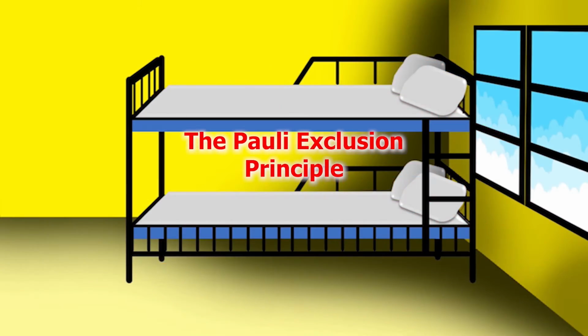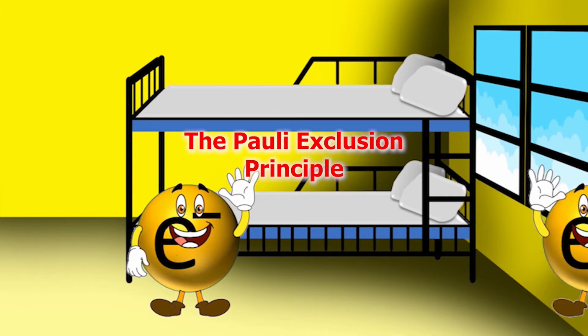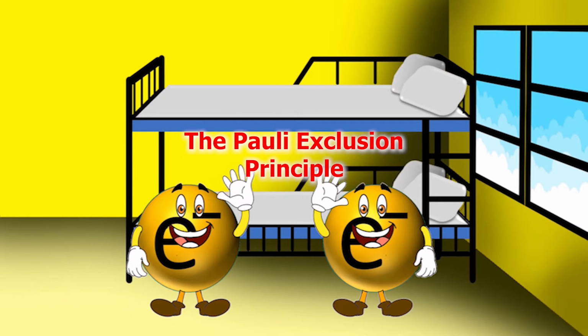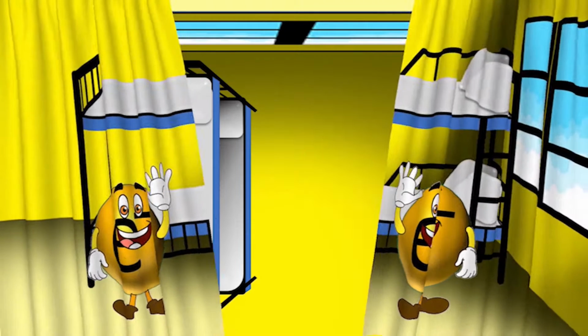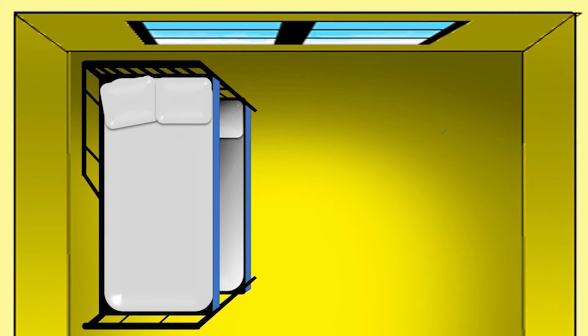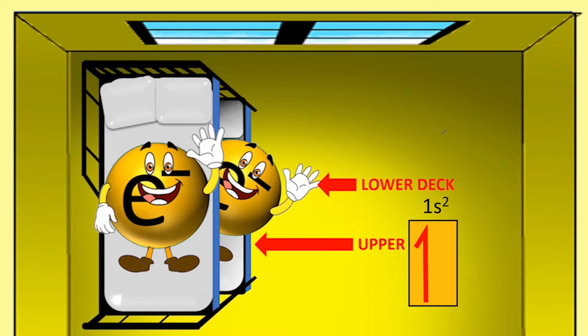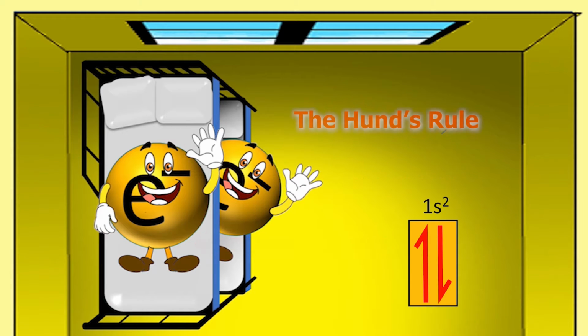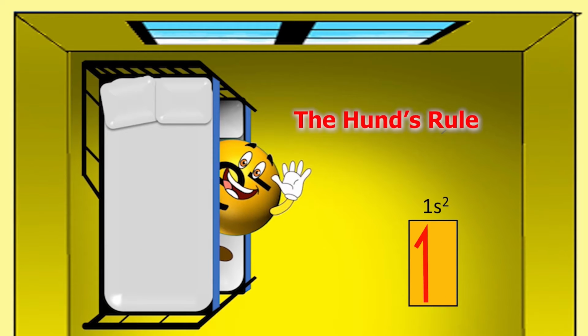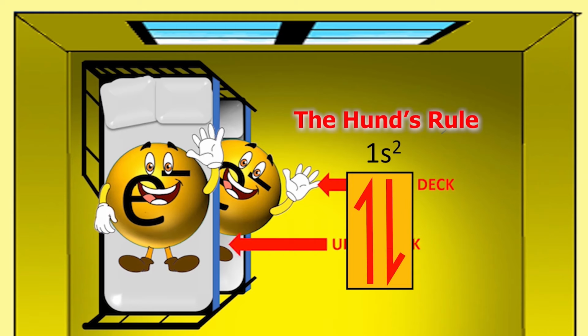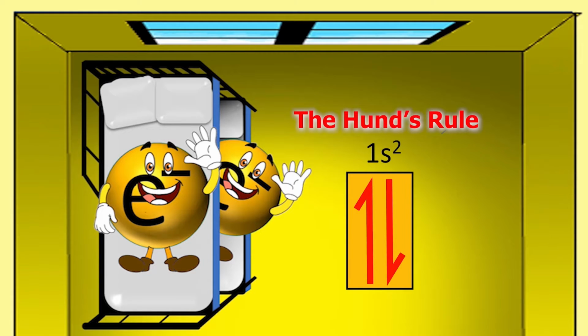Second, the Pauli exclusion principle. There are bunk beds in every room. Each of the bunk beds can accommodate only at most 2 persons, 1 on the lower deck and 1 on the upper deck. And lastly, the Hund's rule. If the very first person uses the lower deck, all of the succeeding rooms will have to follow the pattern. Occupy all the available lower decks first, before occupying the upper decks.